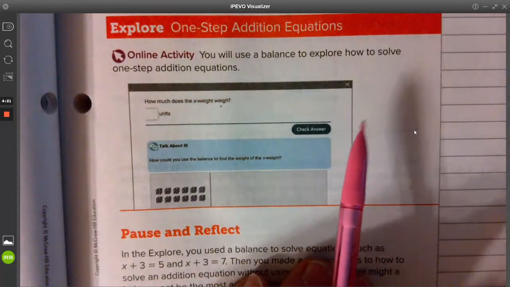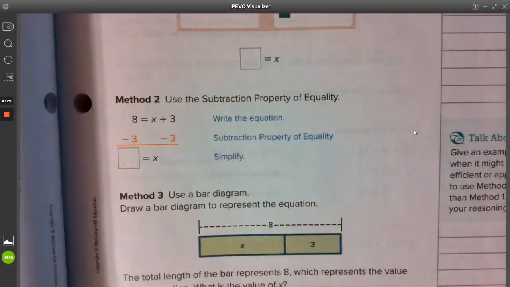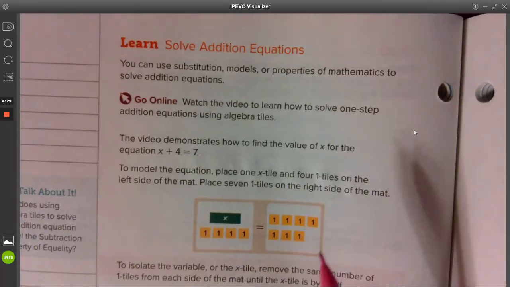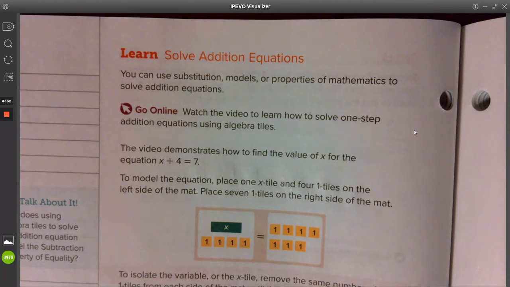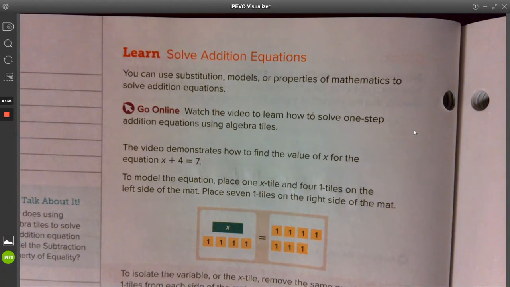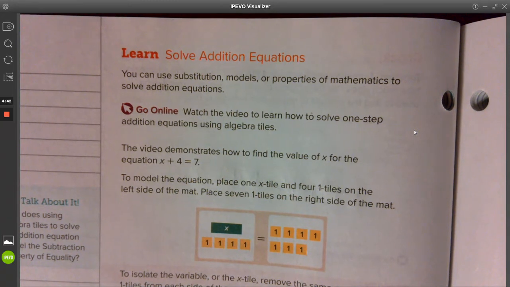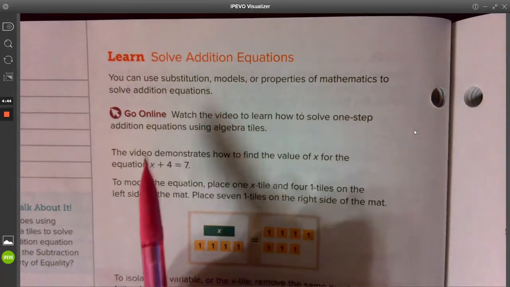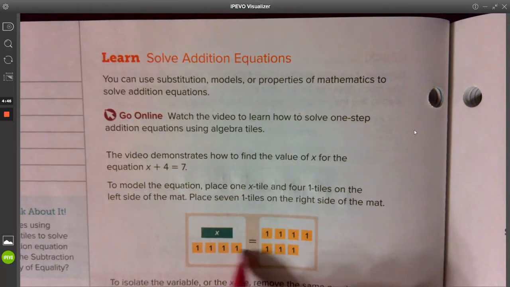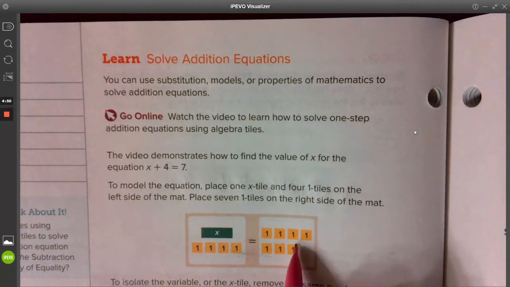All right, let's go ahead and talk about solving. We're going to turn to page 344 in your workbooks. Talk about solving addition equations. So we talked about using substitution and using guess, check, and revise as different methods to solve equations. Well, let's talk about ways that this is a little more specific. We want to think about both sides of the equal sign as like a balance scale. We need this to equal that.